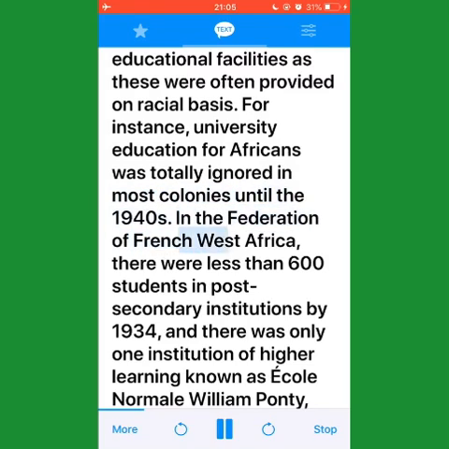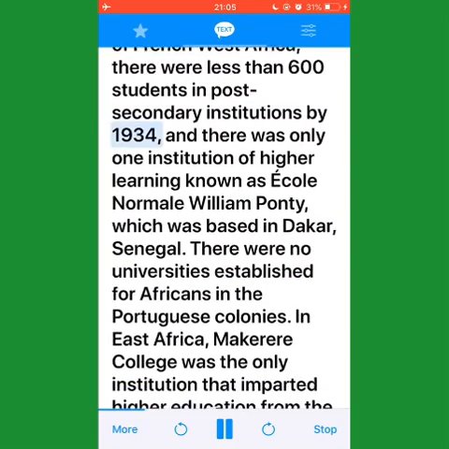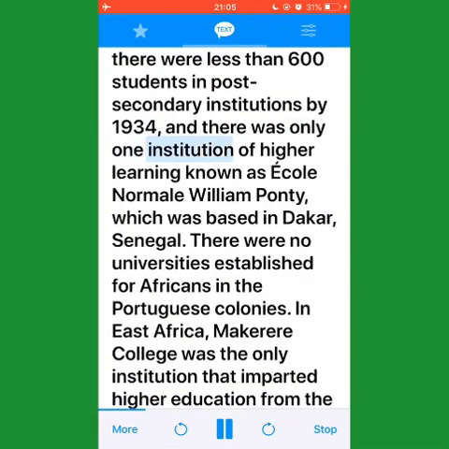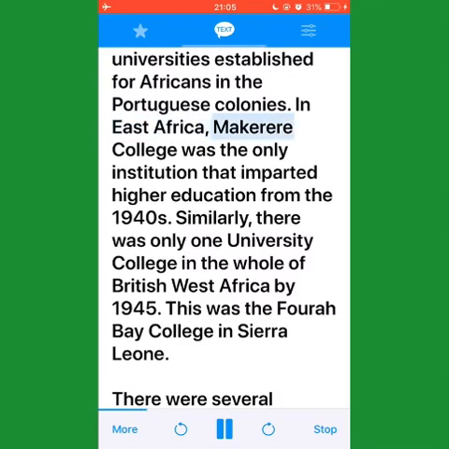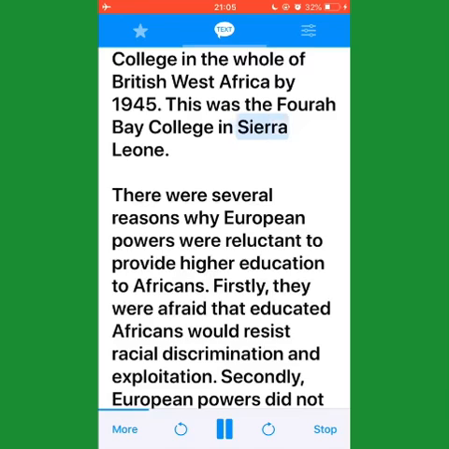In the Federation of French West Africa, there were less than 600 students in post-secondary institutions by 1934, and there was only one institution of higher learning known as École Normale William Ponty, which was based in Dakar, Senegal. There were no universities established for Africans in the Portuguese colonies. In East Africa, Makerere College was the only institution that imparted higher education from the 1940s. Similarly, there was only one university college in the whole of British West Africa by 1945. This was the Fourah Bay College in Sierra Leone.